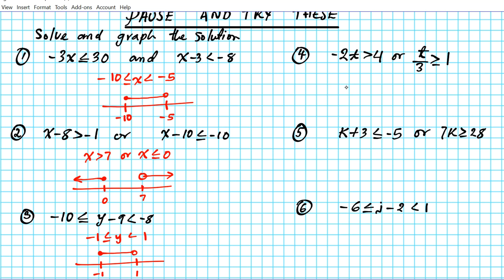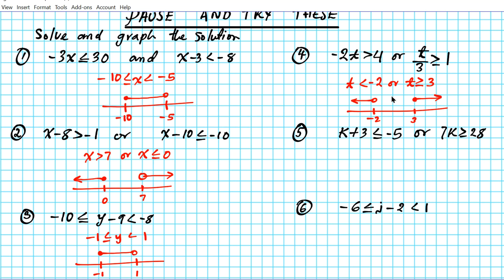Number 4, the solution, this is a disjunction also. So we have t is less than -2 or t is greater than or equal to 3. Alrighty, what does the solution look like? Going from -2, this part is less than, to the left. And then from 3 is a closed circle, greater than, to the right.